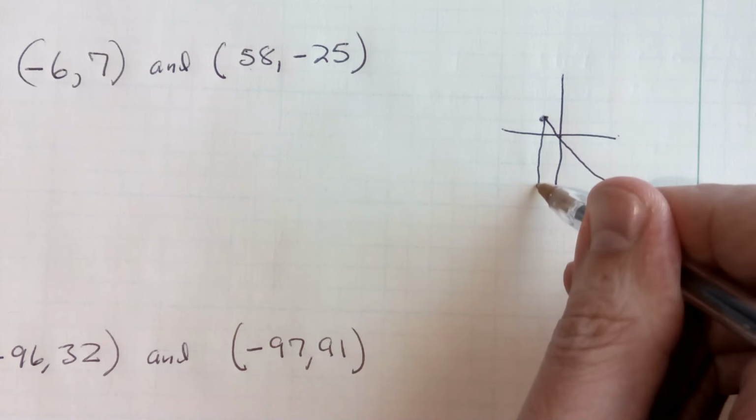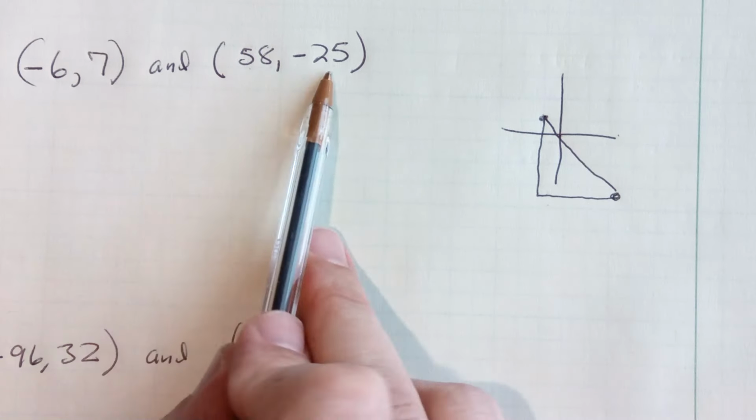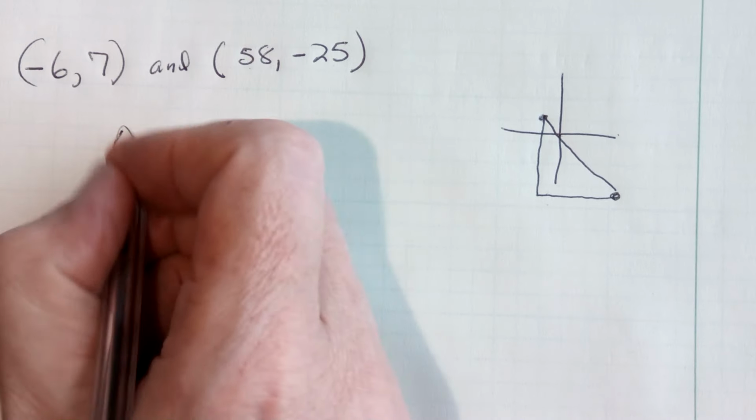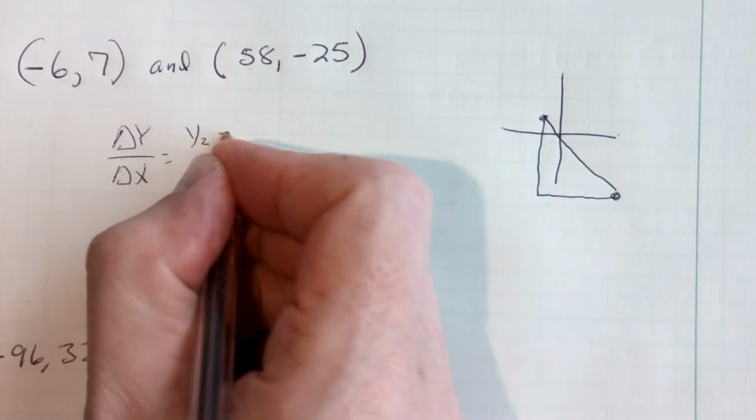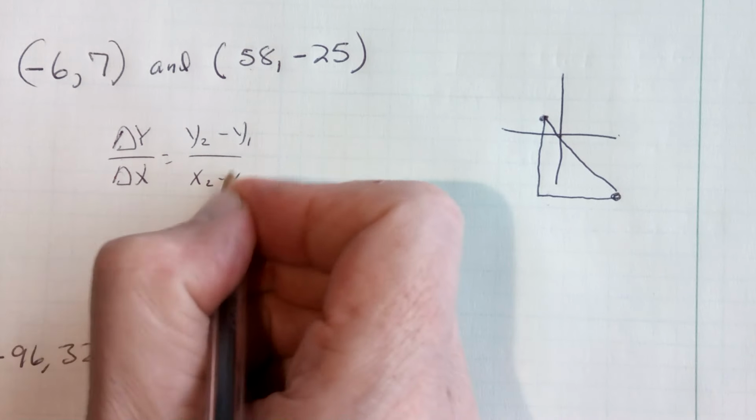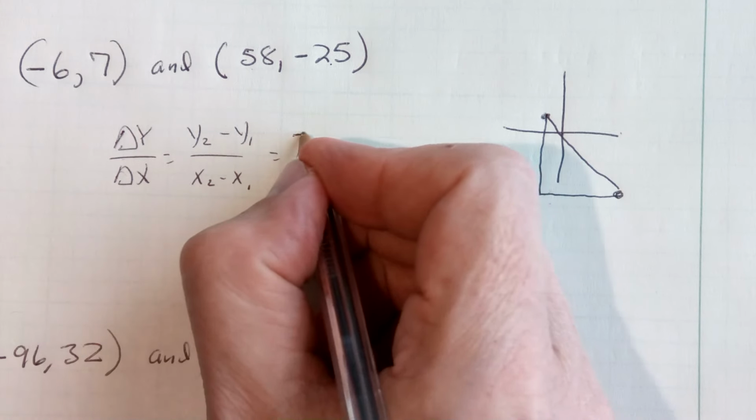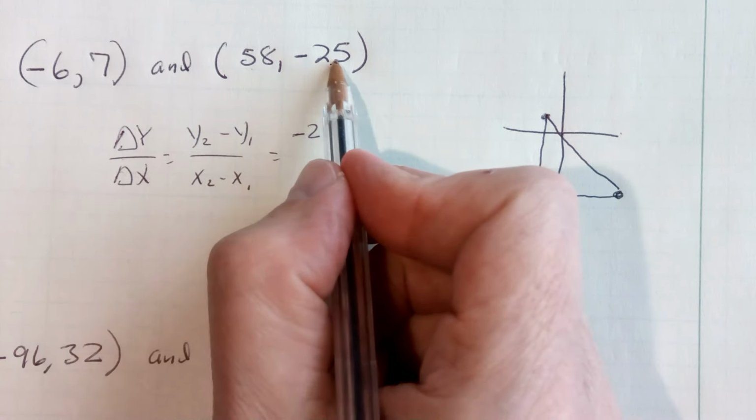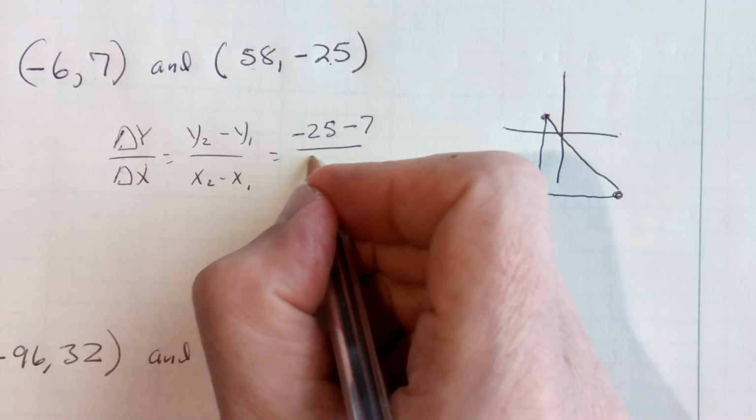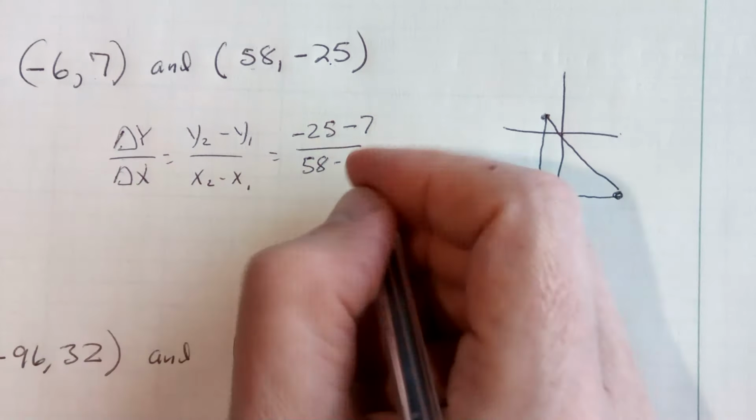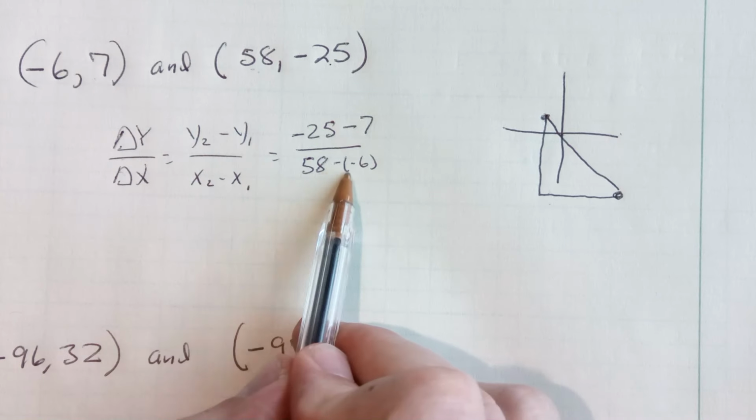And again, I'm going to try to find the rise and the run. What is the distance between the 2 y values? Again, change in y over change in x, or y2 minus y1 over x2 minus x1. So for this one, I'm going to do the negative 25 minus the 7 over, and then I'm going to do the 58 minus the -6. So be careful with signs. 58 minus a minus is going to be +6.